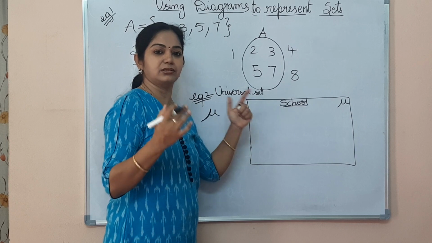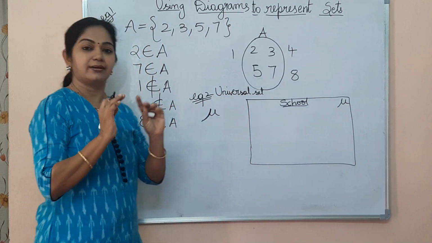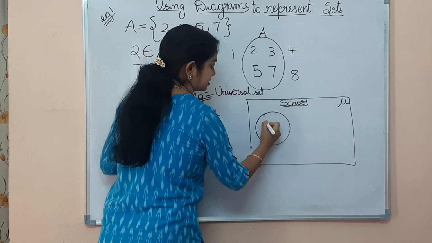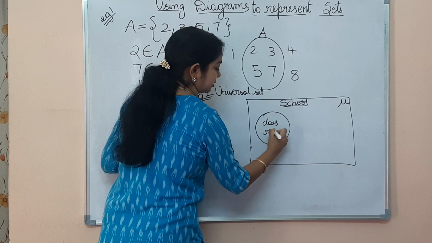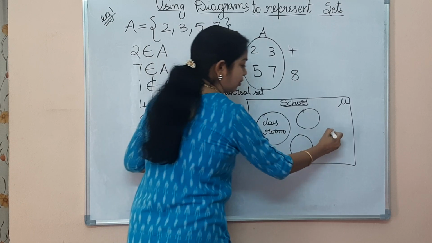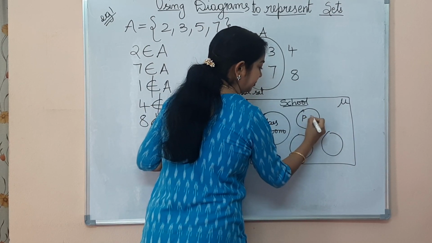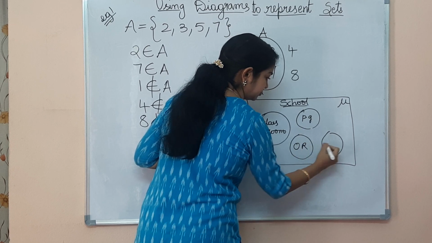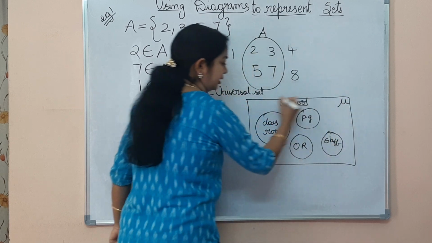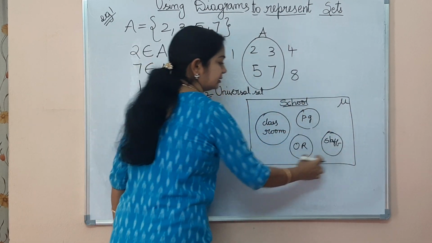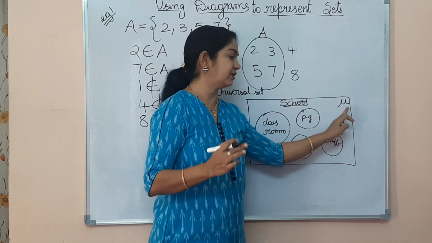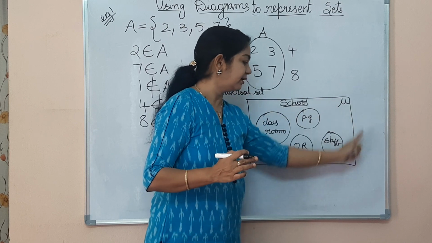Okay, if I say your school is a universal set, you have classrooms, you have a staff room, you have the office room. Okay, I'll represent these as classrooms, staff rooms here, the playground, the office room. So all these rooms come under the complete school. So this complete thing we represent with the universal set in a rectangle.